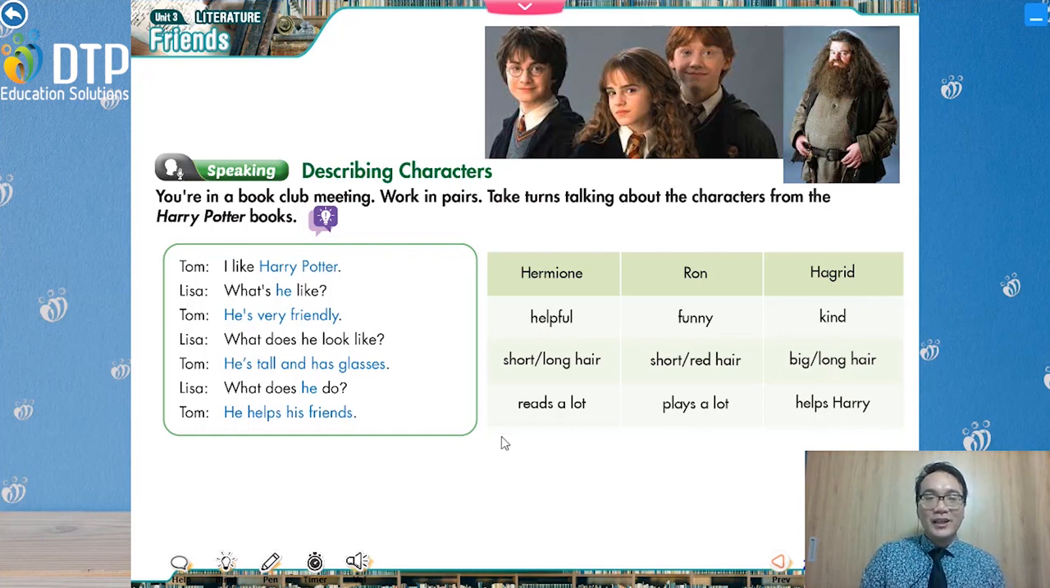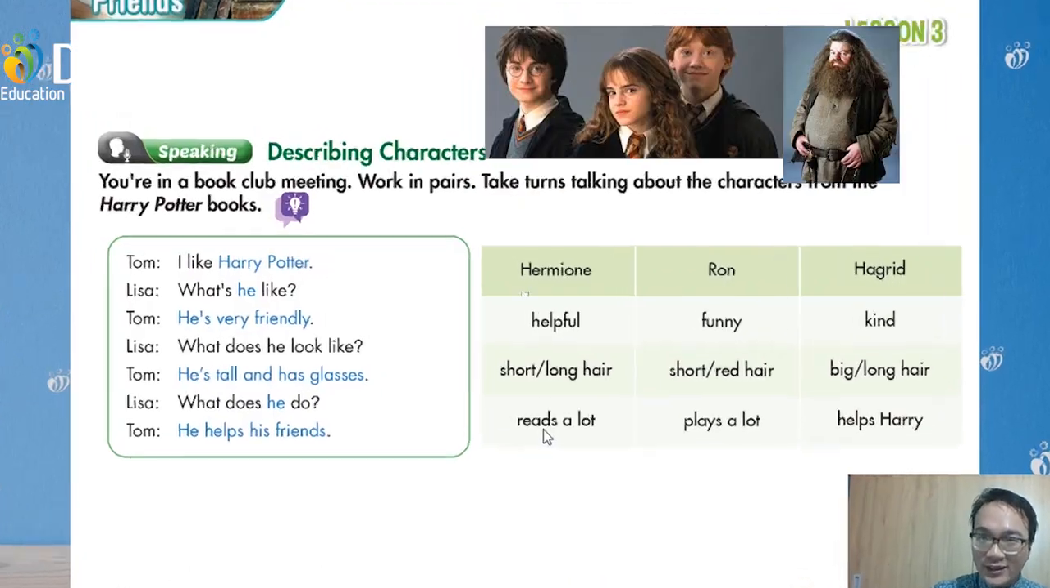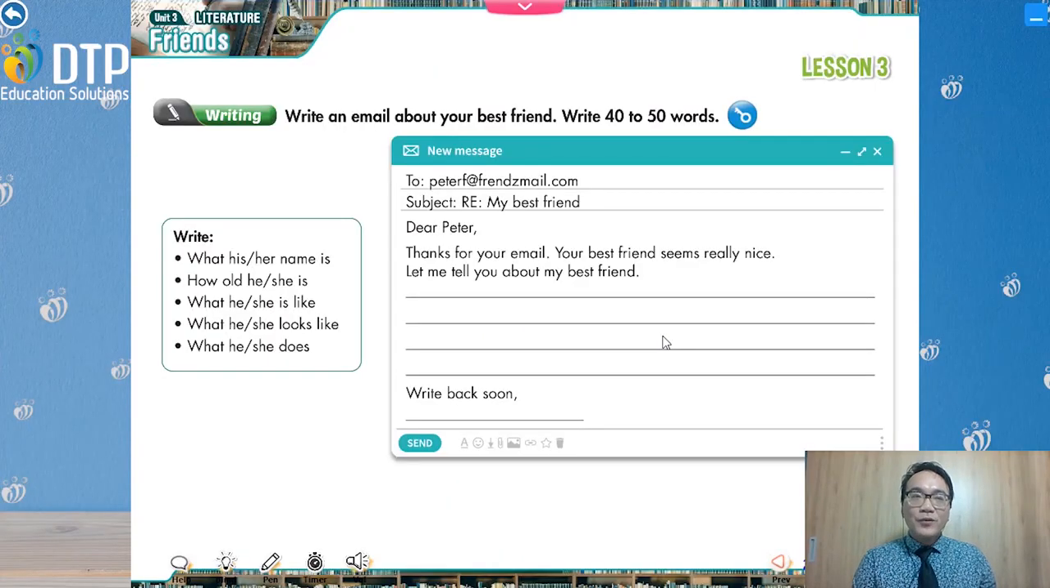Very good then. So now you can describe your favorite characters in a book or in a movie. Okay, let's move on to writing. Do you like writing? Now, prepare a pen with paper so that you can write now. So what do you have to write? You read it. You write an email about your best friend. You write 40 to 50 words about your best friend.